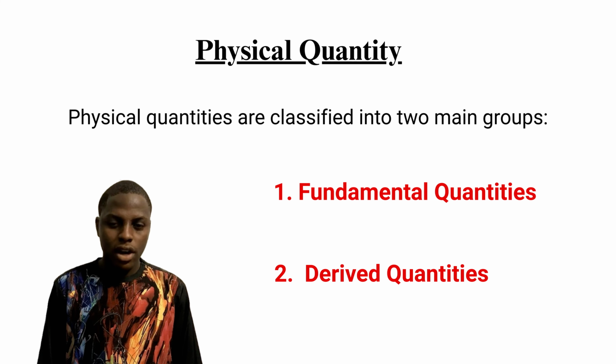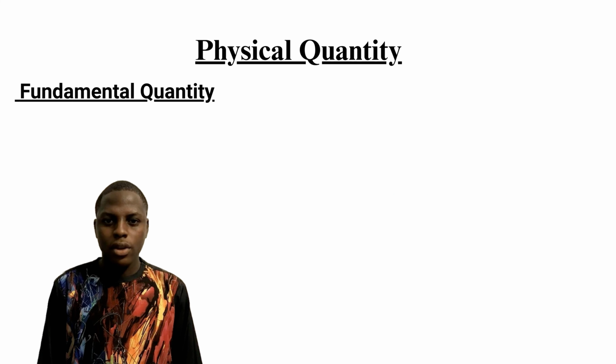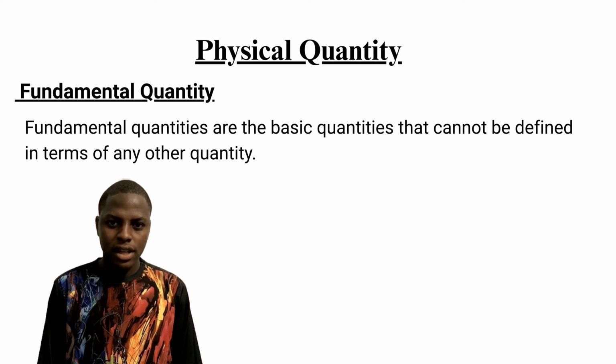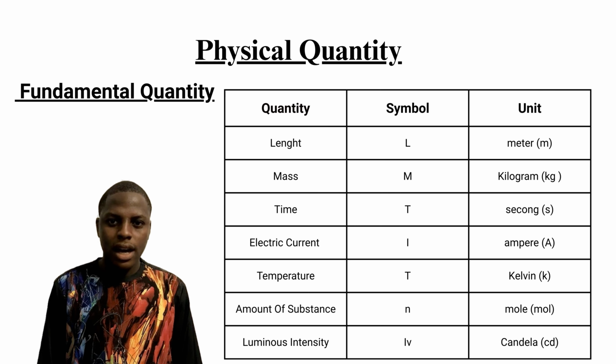Let's begin with the fundamental ones. Fundamental quantities are the basic measurements in physics. We do not define them in terms of any other quantity. They stand on their own. According to the SI system, there are 7 fundamental quantities. Let's go through them one by one, slowly. Length, mass, time, electric current, temperature, amount of substance, and luminous intensity. These form the foundation for all other measurements in physics.